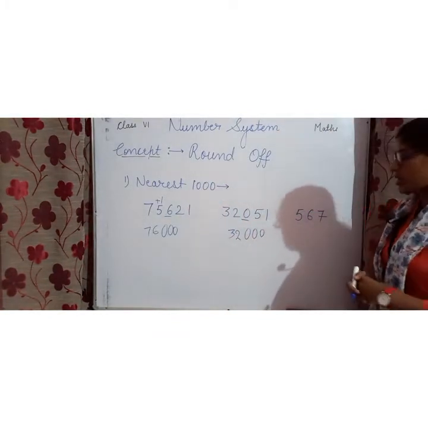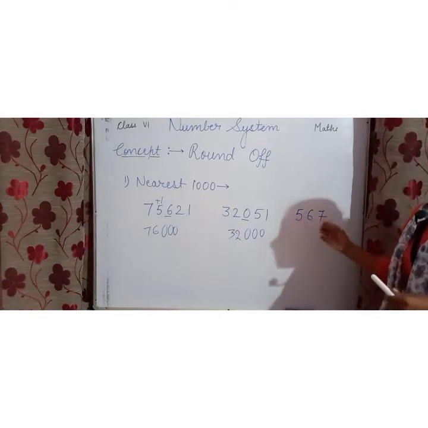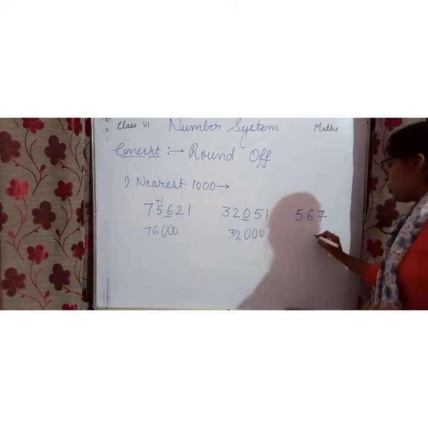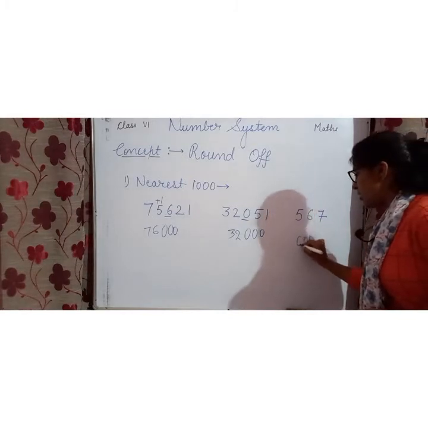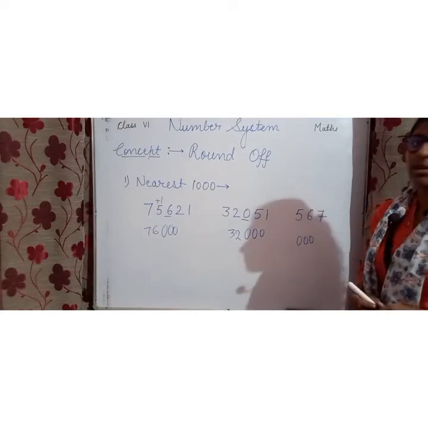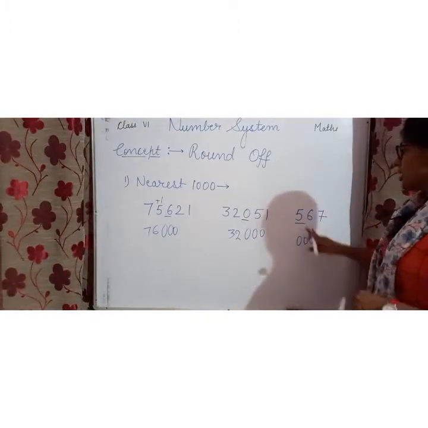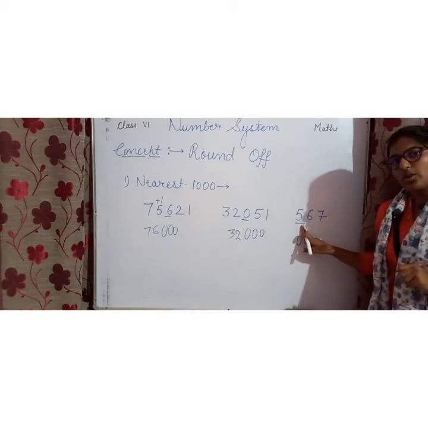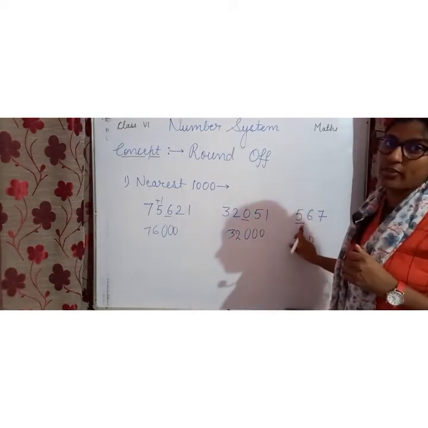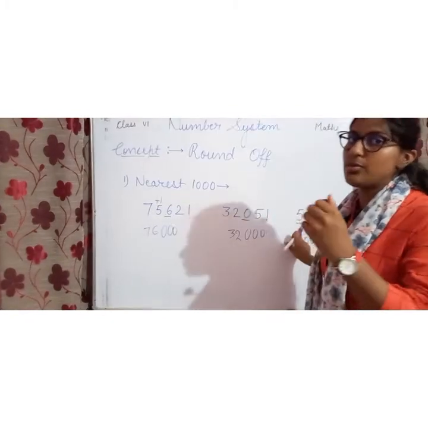Now one more example here. 567. Now ones, tens and 100 place, you put 0. Rule number 2, check the 100 place digit. This is the 100 place digit. Ones, tens and 100. Is it greater than or equal to 5? Yes, it is equal to 5. So we will make changes. What? Increase the 1000 place digit by 1.